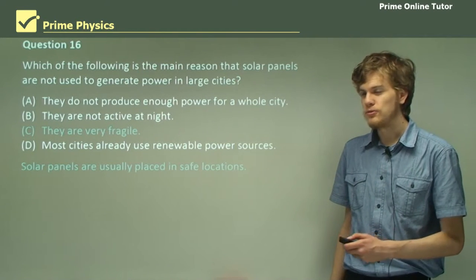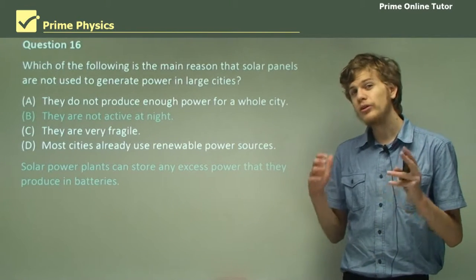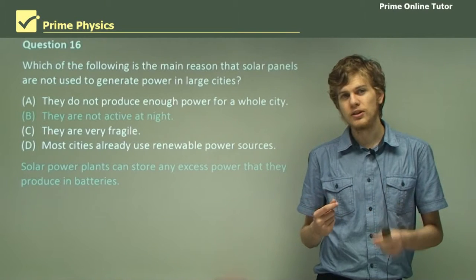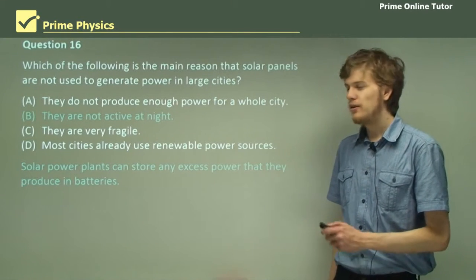Part B at first looks pretty promising. They are not active at night. However, we can store the energy produced by solar panels in batteries, which can then be used to produce energy during the night. The last option is A.